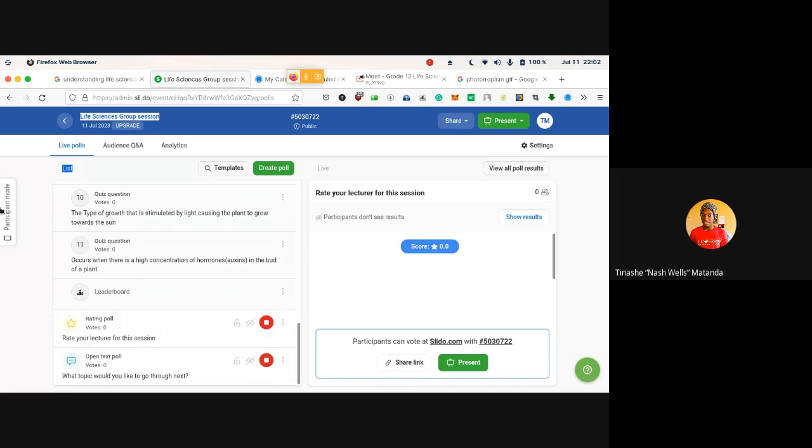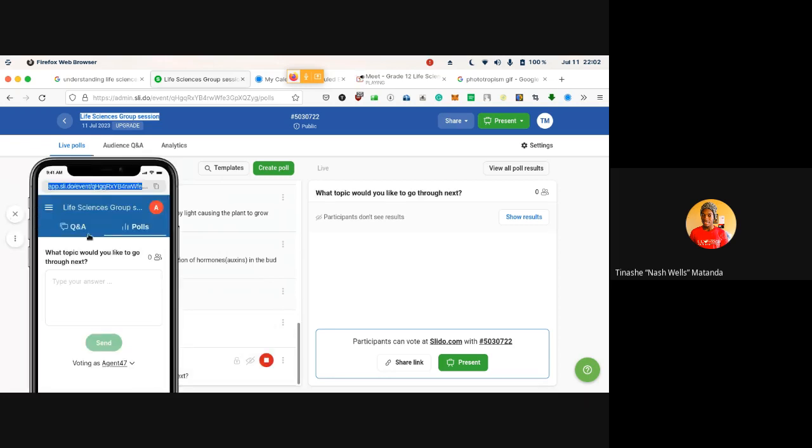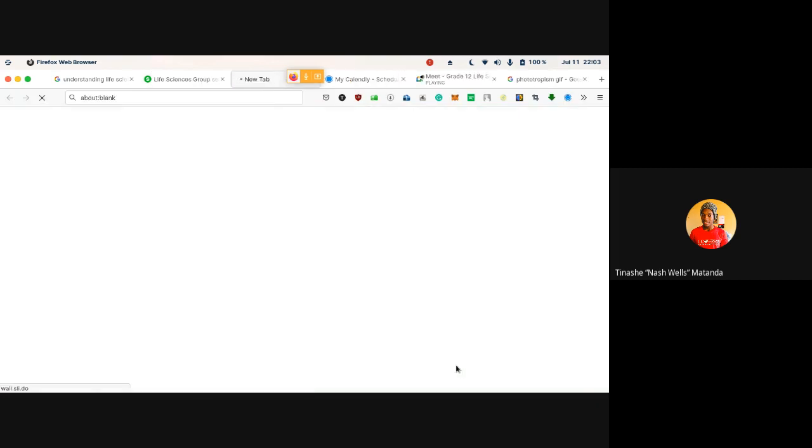Okay, when you open it up, you'll receive something like that. When the poll starts, you'll have questions. As for me, I'm in as Agent 47. When a question comes, you'll type in your answer, and then after typing in your answer, you're going to click on the submit button. It'll submit the answer, and then we're good to go.